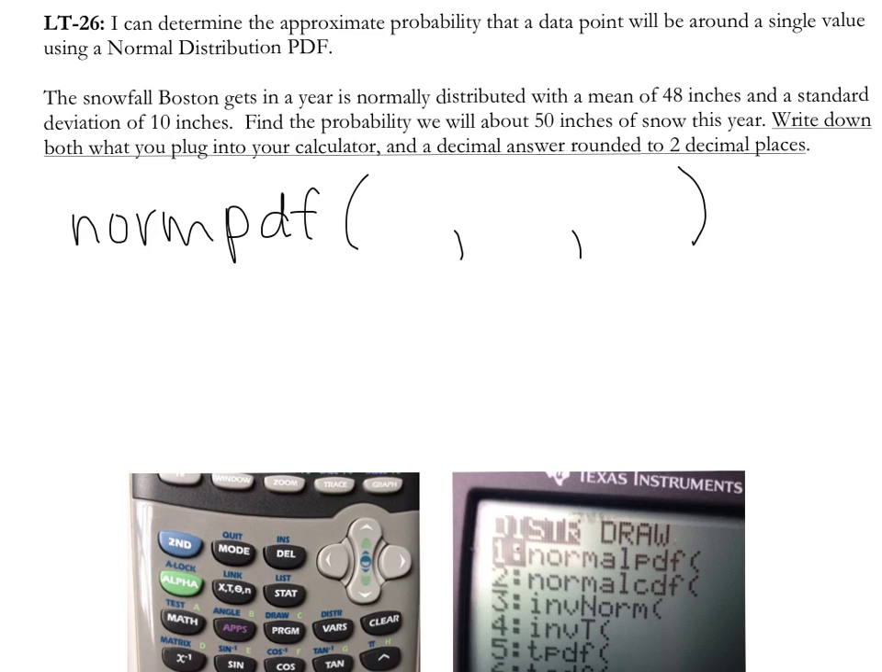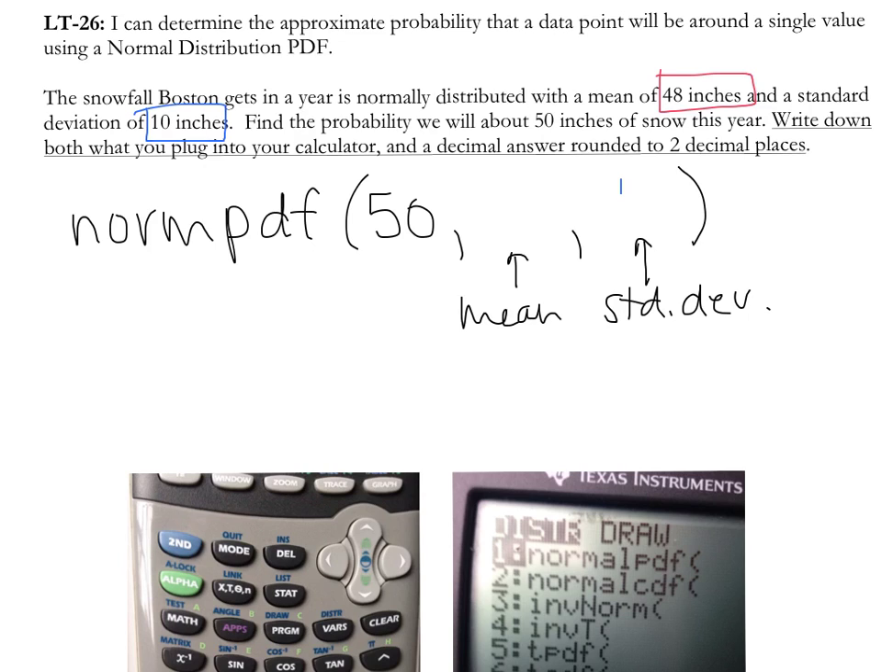The first value is the value that you are interested in, the value that you want to know the probability of getting. The next number will be the mean of your normal distribution, and the last number will be your standard deviation. In this case, we have a mean of 48 inches and a standard deviation of 10 inches. The 10 will be the last number that goes inside the normal PDF, and the mean of 48 will be the middle number.